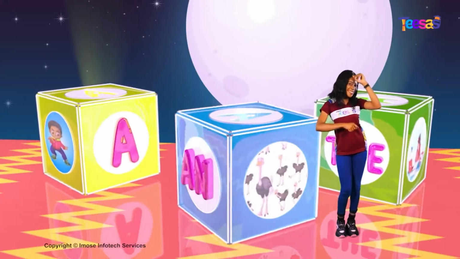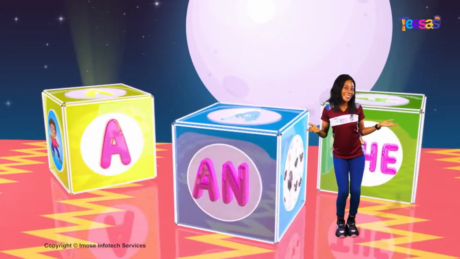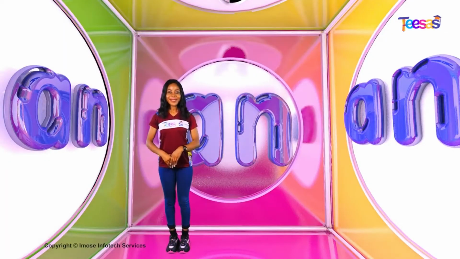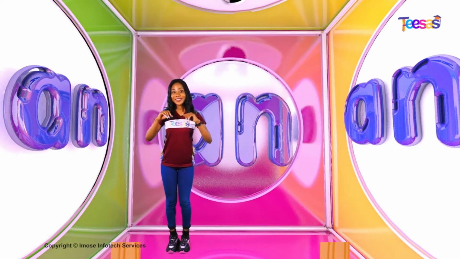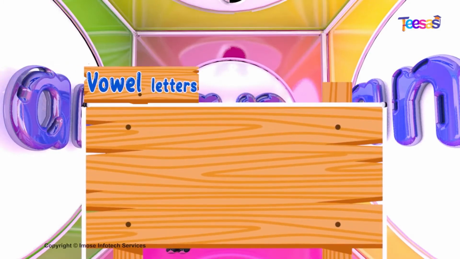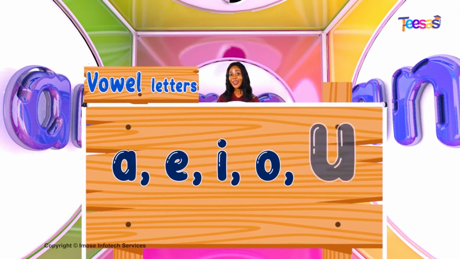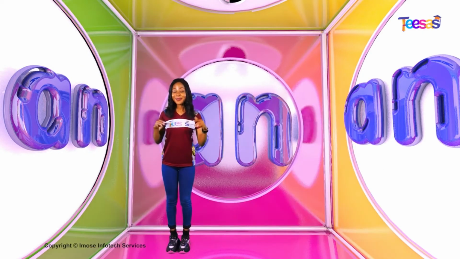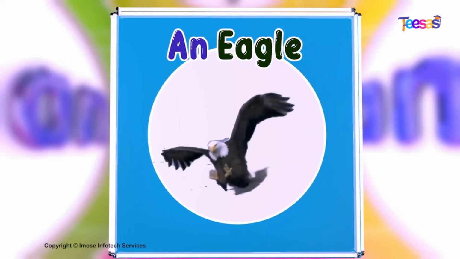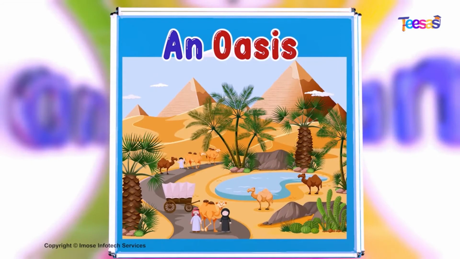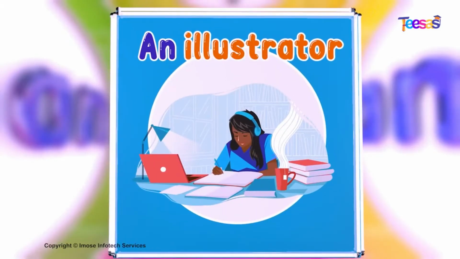Now let's hop into the next bus for article an. An is used when the noun starts with a vowel letter. Here are the vowel letters: A, E, I, O, and U. Examples are an eagle, an apple, an oasis, and an illustrator.